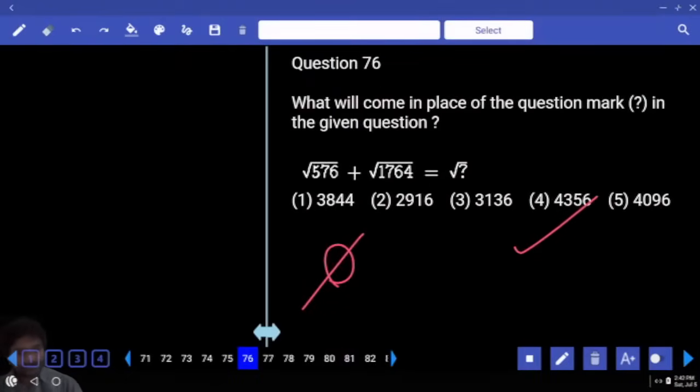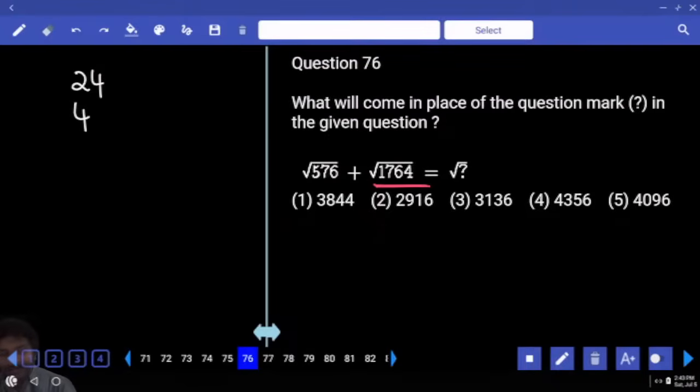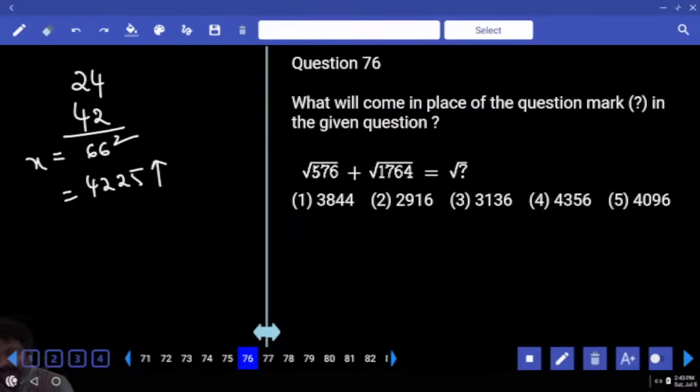Come on. 576 under root, 24. This is more than 1600, so it will be in 40s. 42. Sum root x is equal to 66. Then x will be 66 square. Ends with 6. Fine, many options are there. What is 65 square? 4225. Answer should be more than this. How many options are there? Only one.